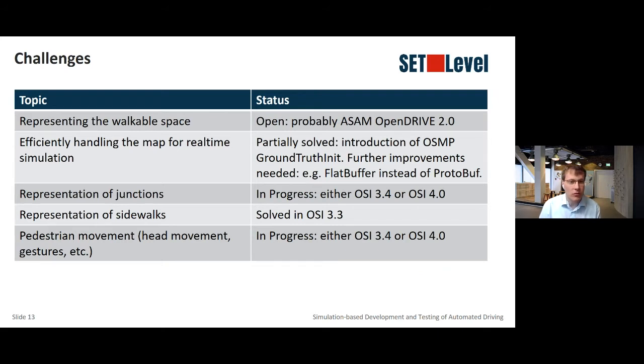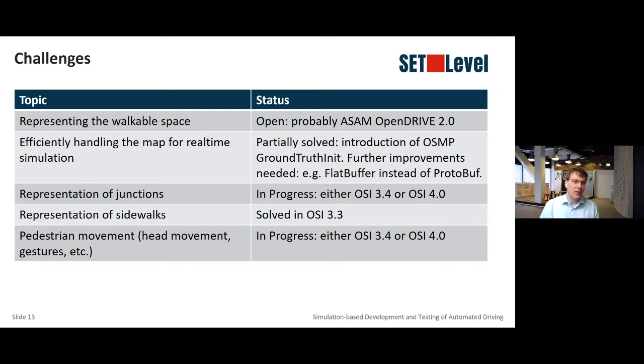Then we have the topic of representation of junctions. Currently, junctions in ASM-OSI are not represented very well. There are no lanes on the junction. There is no drivable area, and there's ongoing work, probably for OSI 4.0. Then OSI 3.2 didn't contain any sidewalks, which made it basically impossible to implement pedestrians using OSI. This was solved in OSI 3.3. That's nice.